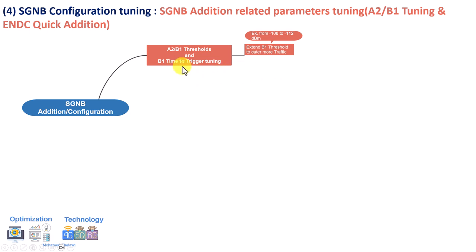And if you tune the time to trigger, you can have quick addition, for example, from 320 milliseconds to 16 milliseconds. This makes a quick addition, which indirectly reflects in the penetration, but not that much. In general, extending the B1 threshold can have a very big impact on the traffic.